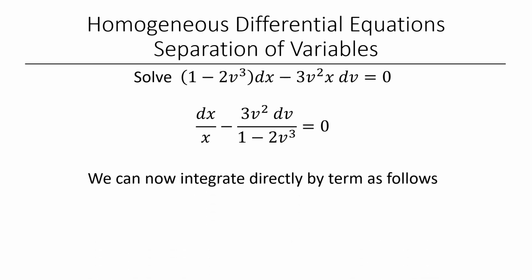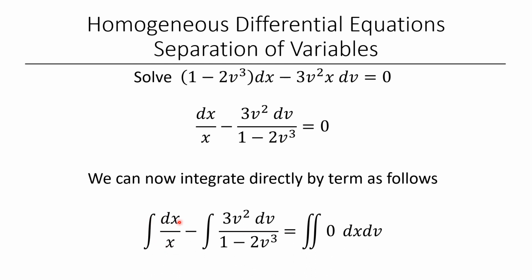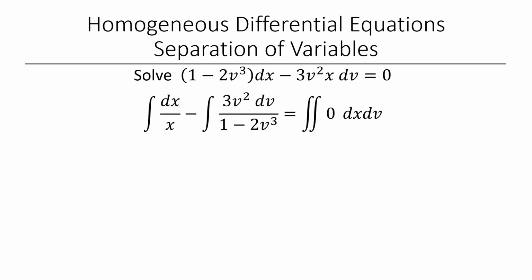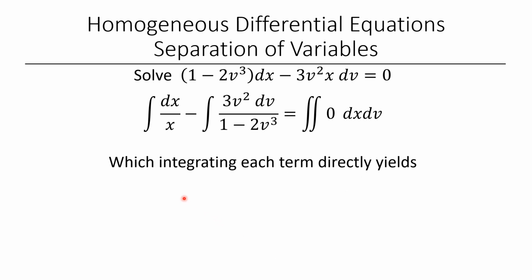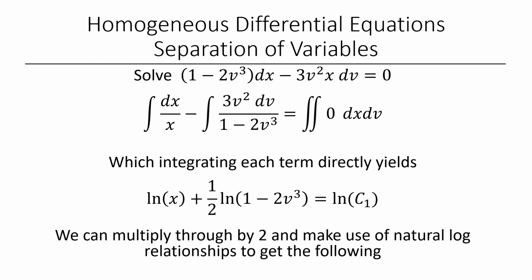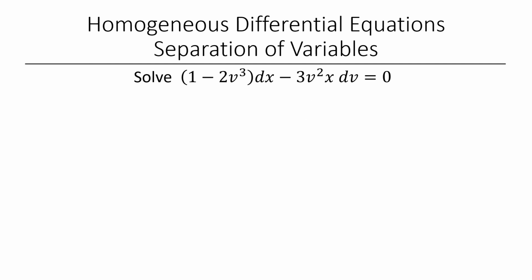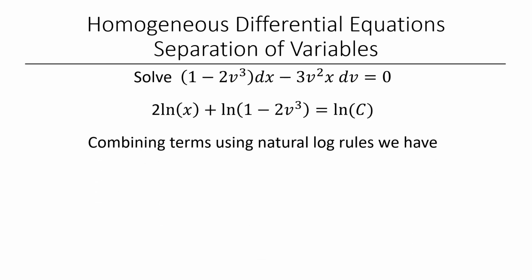Now we can integrate directly, term by term. We apply the integral, and for completeness, we show the integral of the 0, which means we integrated to some unknown constant at that point. By integrating each term, we come up with the following. dx over x just gives us the natural log of x. The integration of the other expression gives us one half natural log of 1 minus 2v cubed. And like we said, we have some arbitrary constant here that we could solve for if we had boundary conditions. Now we can multiply through by 2, and apply some natural log properties to reduce this further, combining terms.